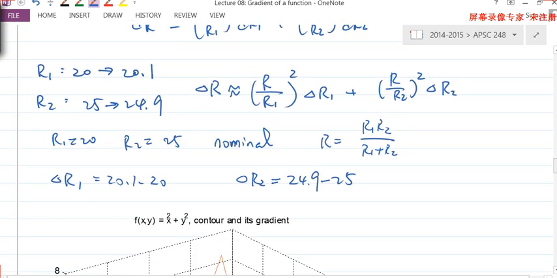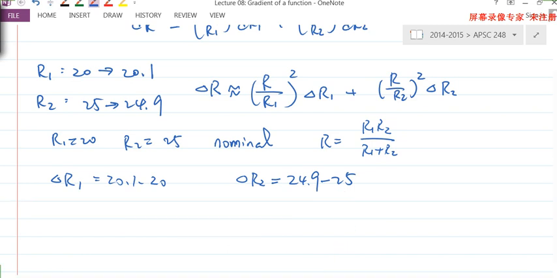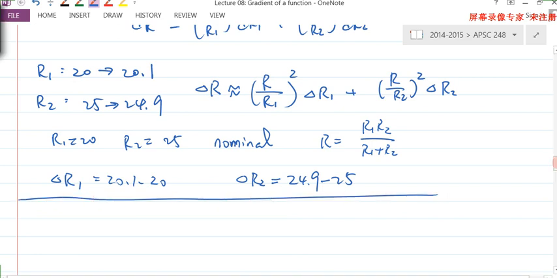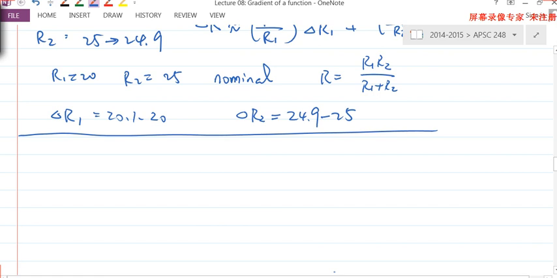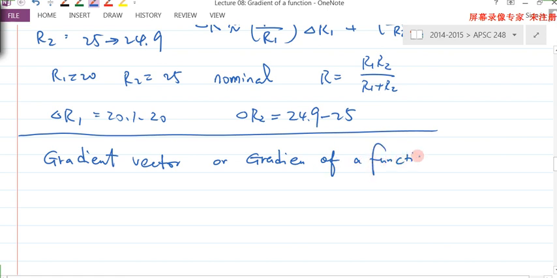Okay. So now let's start a new concept. Any questions? So now let's start a new concept. We've been getting away from vector fields, and now we're going back to vectors. Basically what we're going to talk about is a new concept called the gradient vector, or gradient, a gradient of a function.